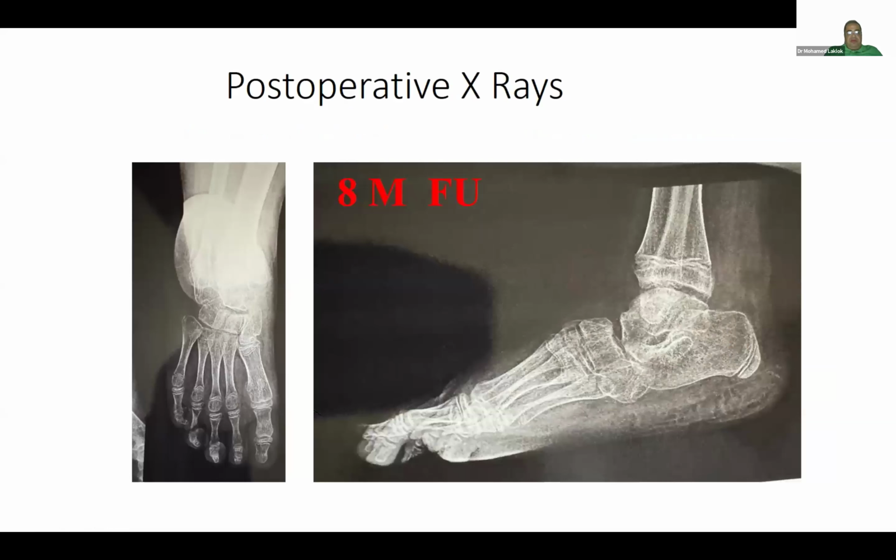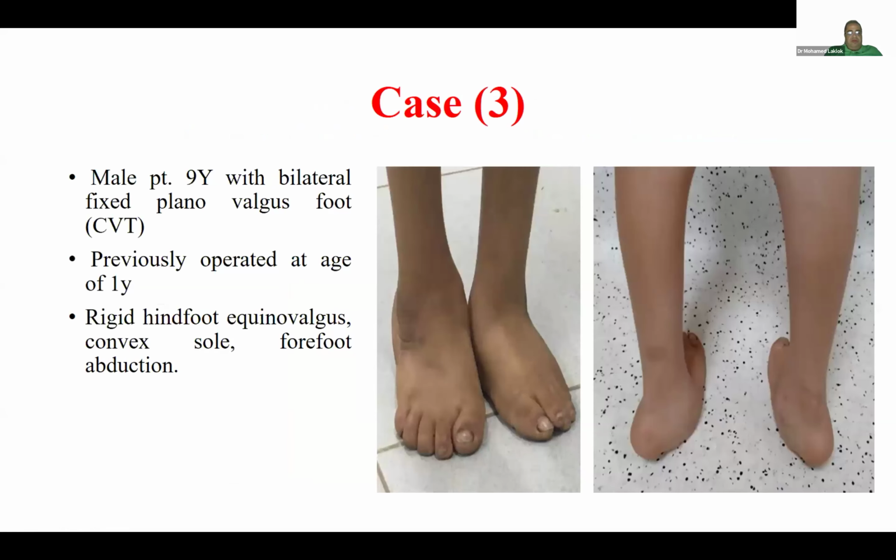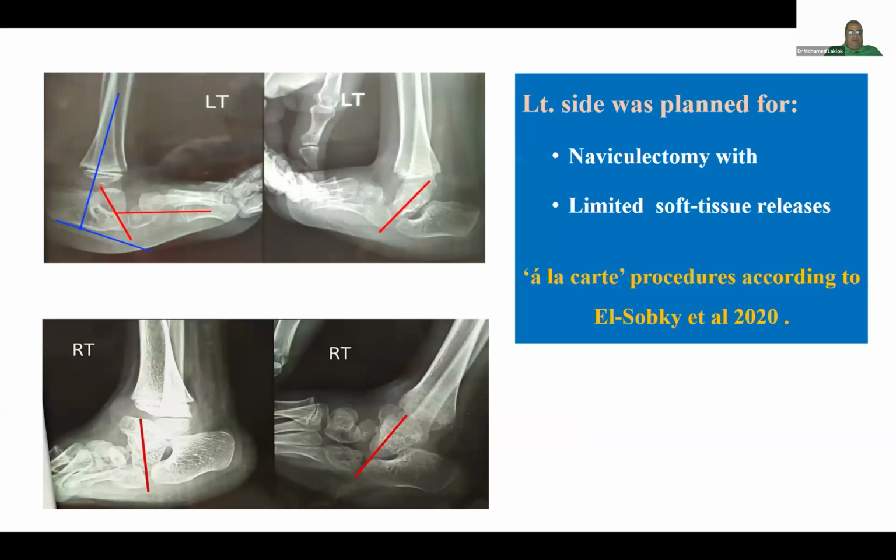Third case, male patient, 9 years old, with bilateral fixed planovalgus foot, briefly operated at age of 1 year. He has a rigid hindfoot equinovalgus and convex sole and forefoot abduction. Also, we do naviculectomy and limited soft tissue release. This is a preoperative X-ray.